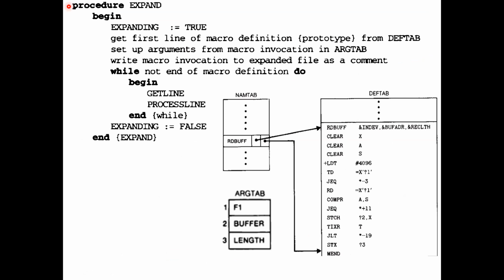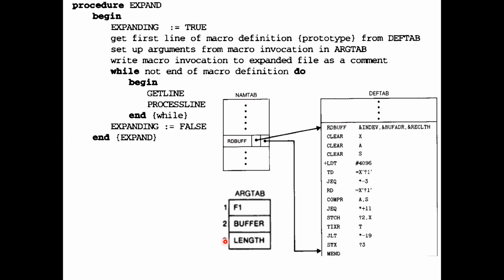So in the procedure expand, you remember I had asked you to keep in mind that the value of the variable expanding is set to false initially. So in expansion, you are initially setting it to true. Then what do you do? Get the first line of macro definition from def tab. So we have identified that it is macro rdbuff. So get this line from def tab and set up arguments from macro invocation in argument tab.